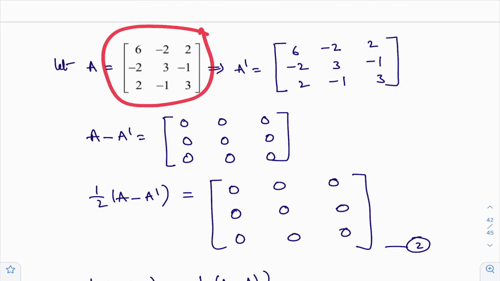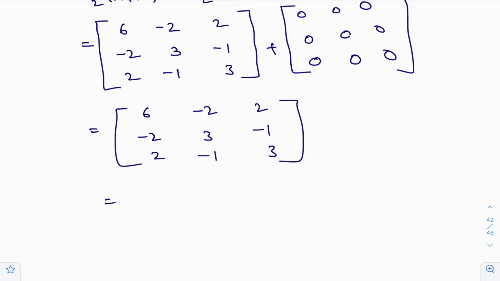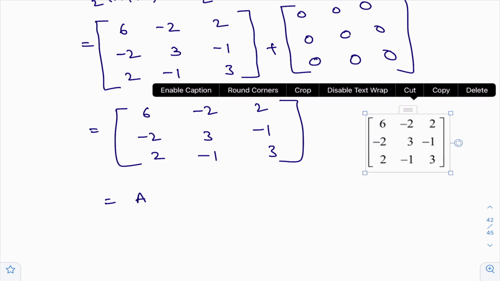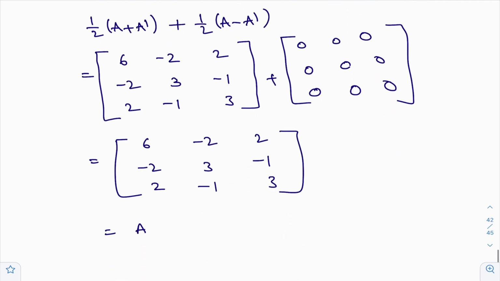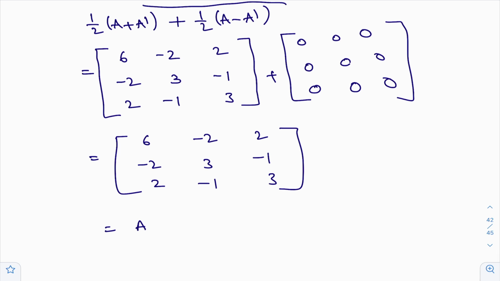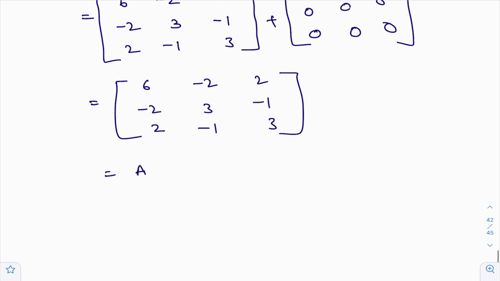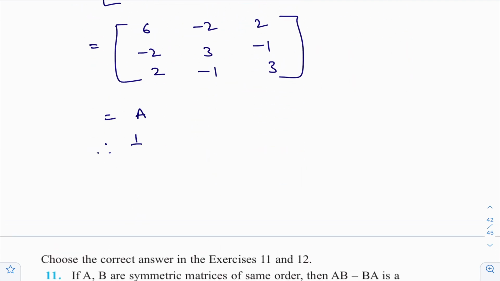See, this and the given matrix are both the same. This is the matrix A. Check here: 6, minus 2, 2, yes. Minus 2, 3, minus 1, yes. 2, minus 1, 3. So this is nothing but matrix A. So what you proved is that half into (A plus A dash) plus half into (A minus A dash) equals A.